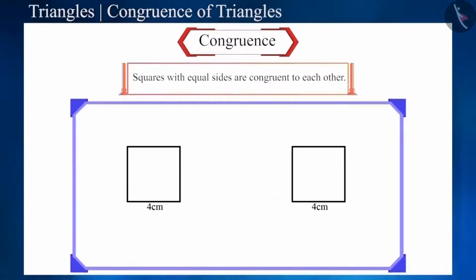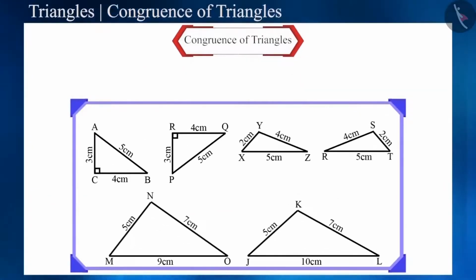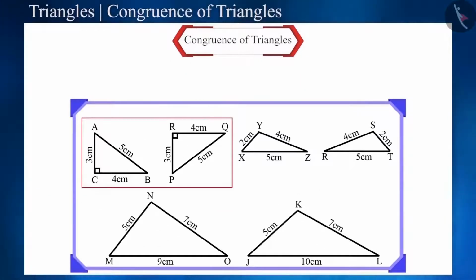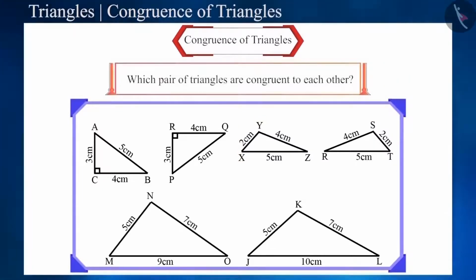Similarly, squares with equal sides are congruent to each other. For example, two or more squares with their sides measuring 4 centimeters are congruent to each other. Here the congruency of a square depends on the side of a square. Let's now see the same in triangles. 3 pairs of triangles are given on the screen. Look at them and tell which pair of triangles are congruent to each other.